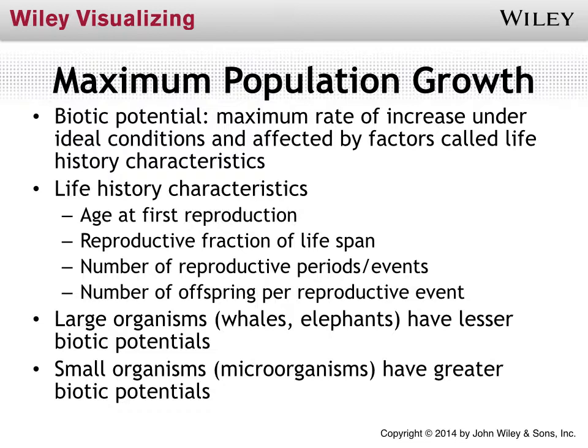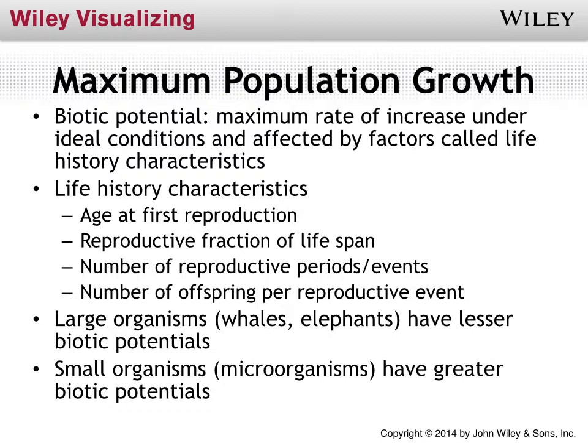And then how many offspring are produced? Again, smaller animals like mice might have 6-8 babies each time they reproduce, whereas you look at something like an elephant. Typically, they'll have 1 calf every 18 months or 24 months, something like that. So in general, larger organisms, like I mentioned, elephants and whales, have a lower biotic potential than smaller organisms.